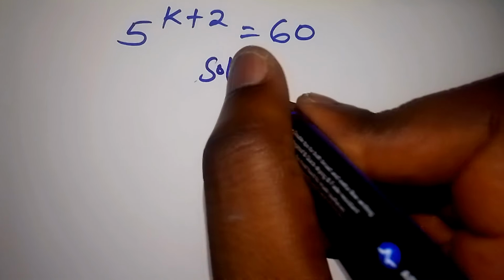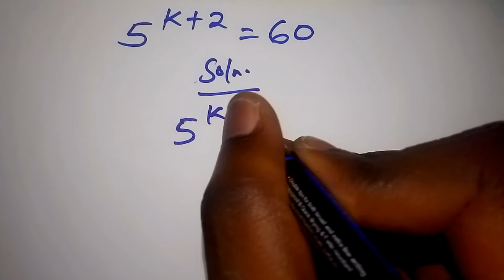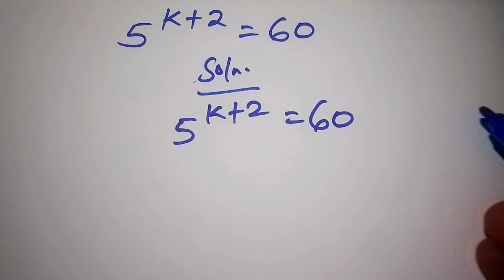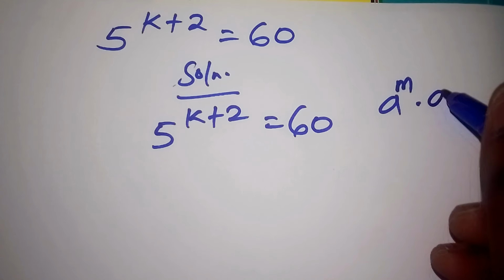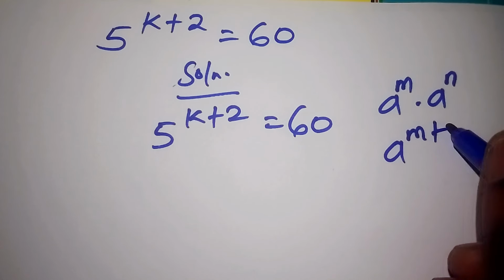So let's now start with our solution. We have 5 to the power of k plus 2 is equal to 60. We are asked to solve for the value of k. Assuming that we have a to the power of m multiplied by a to the power of n, this can also be written as a to the power of m plus n.